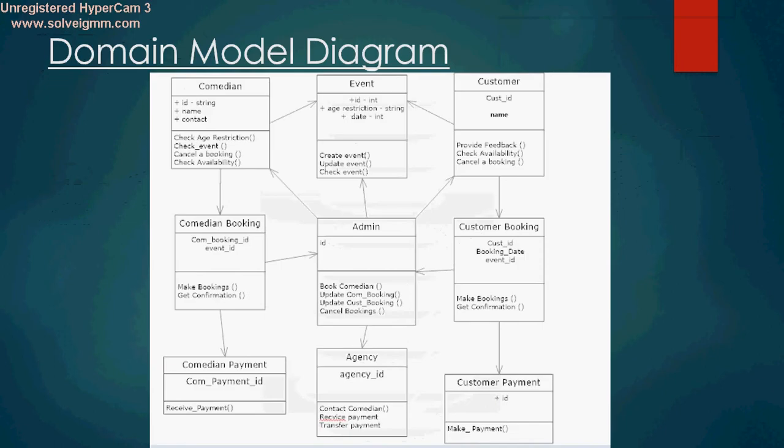From the use case diagram we'll expand upon that in order to create a domain model diagram. So as you can see here we have operations that each person or entity would like to provide or do, such as check age restrictions or event, create an event. Each attribute would be entered in. Everyone has to have an ID. So you can see the flow of the information here, including all the way down to customer and comedian payment and the agency.